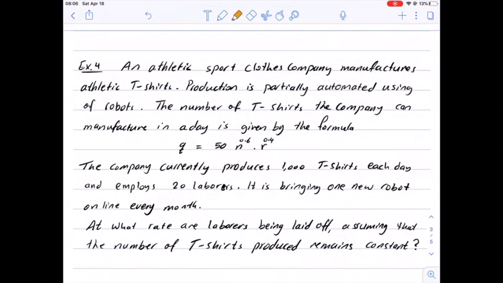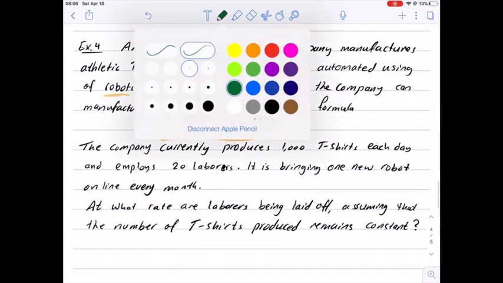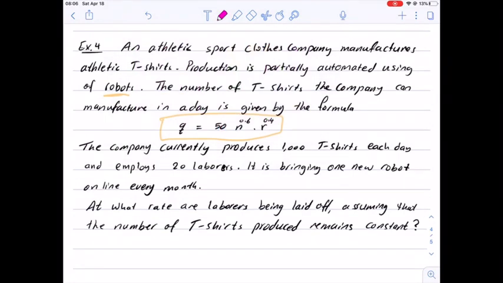Now the last example here is the following one. An athletic sport clothes company manufactures athletic t-shirts. Production is partially automated using robots. The number of t-shirts that the company can manufacture in a day is given by this formula, where in this case Q represents the number of t-shirts, N the number of laborers, R is the number of robots.